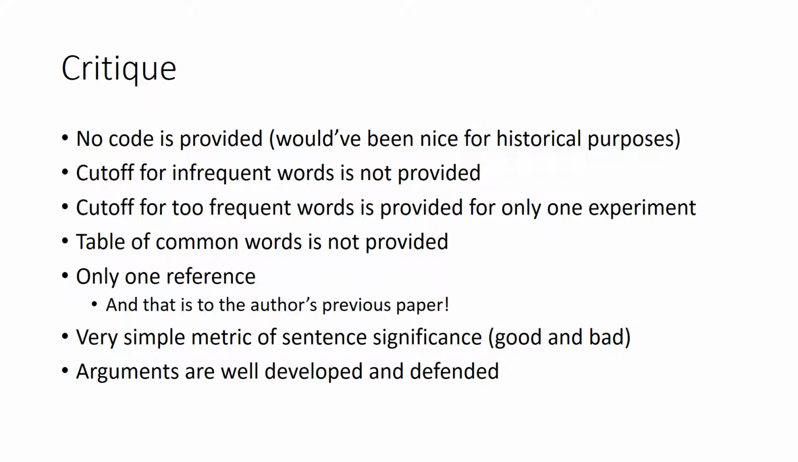Now, there's also only one reference, and that previous paper, like I said before, I can't necessarily judge if it's good or bad, but it is. And it's also a very simple measure of the significance. Good and bad. Is it too simple? It's easy to understand, sure, it's easy to apply and then make a code for it, but the negative is that it might be too simple. But Luhn's argument was very well developed and defended, so I did like that aspect of it.